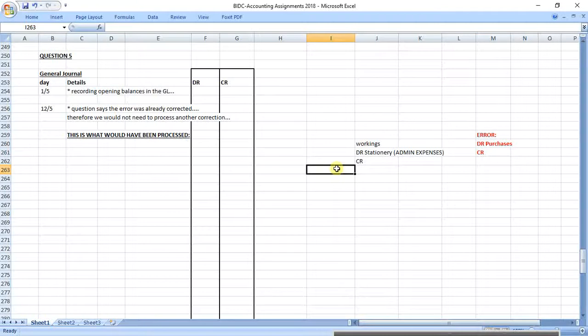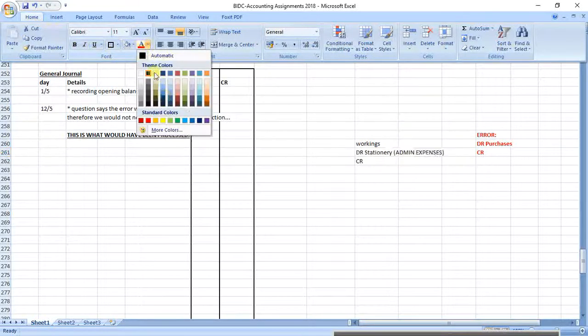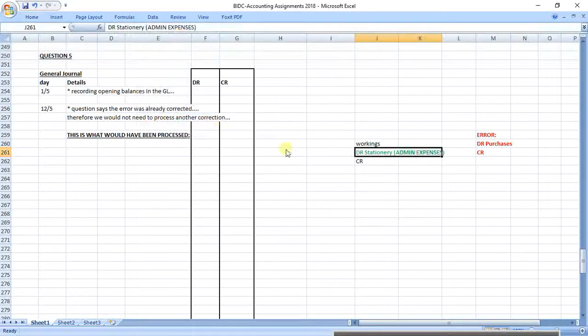It doesn't say. An error was made when the purchase of stationery for 105 was posted to the debit side of the purchase account. Yeah, it doesn't say. So the thing is, you wouldn't have this side, so you just have to correct that. So how am I going to correct this? Well, what do I want? I want a debit for what? Administration expenses. So you're correcting the journal entry.